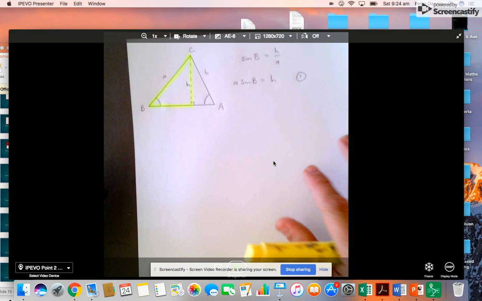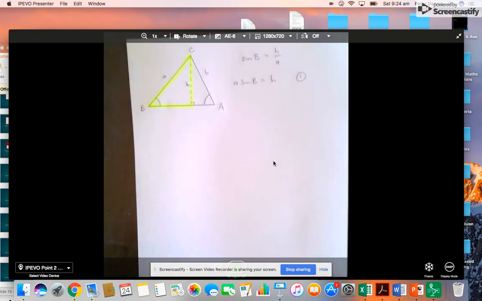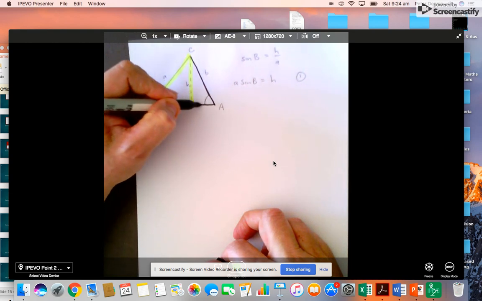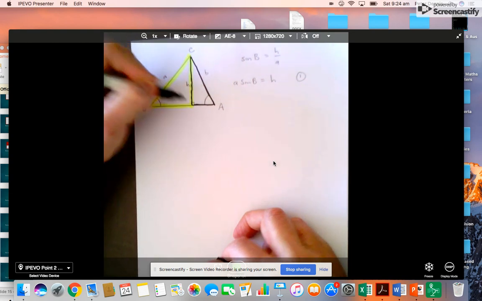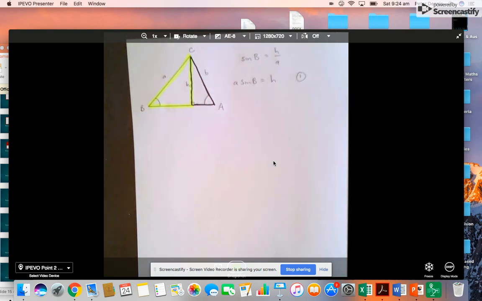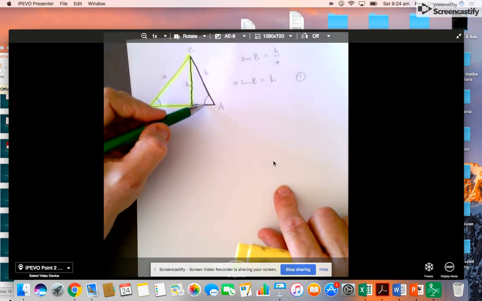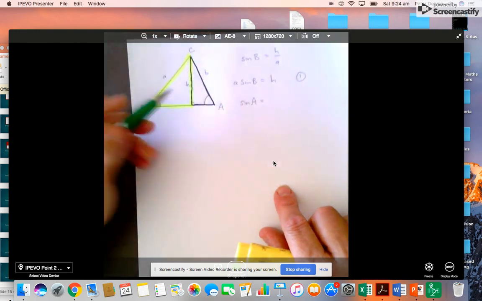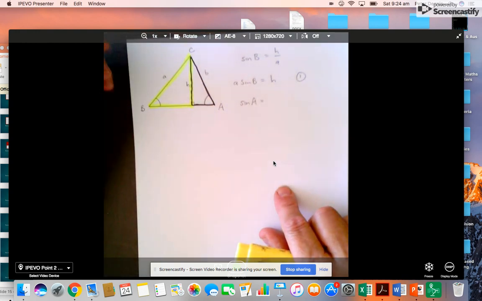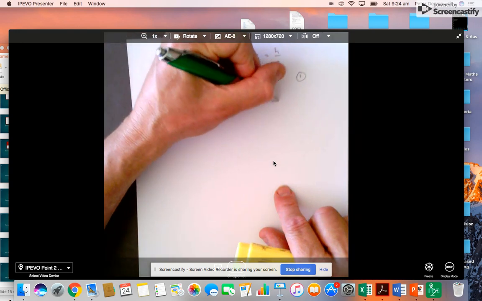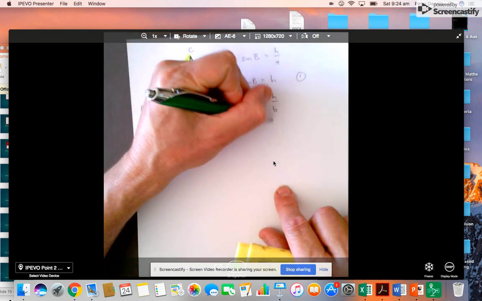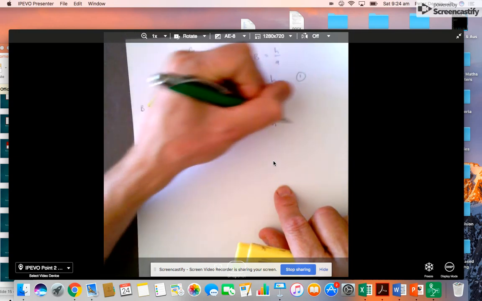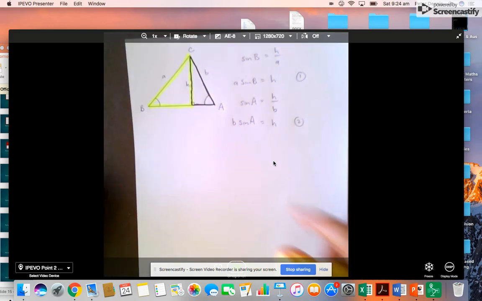And we'll come back. And now we're going to look at this triangle, the other triangle. And in this triangle, we're going to look at sine A. So we're going to look at this angle. What's the sine of A? So the sine of A equals, again, opposite over hypotenuse, so H over B. And so suddenly you get that H equals B sine A. And this can be formula number two.